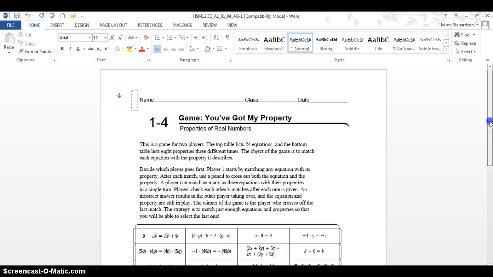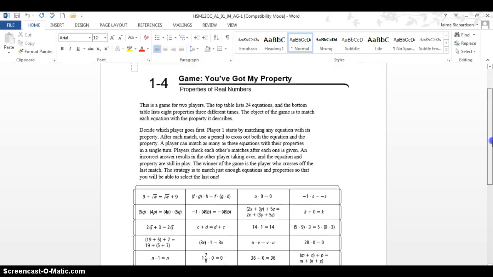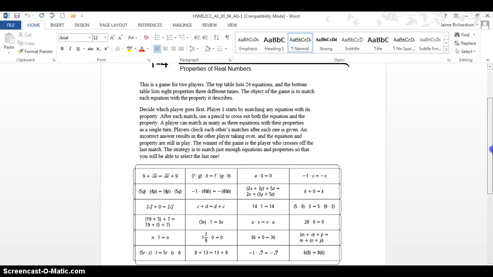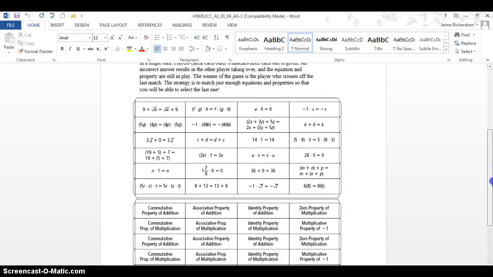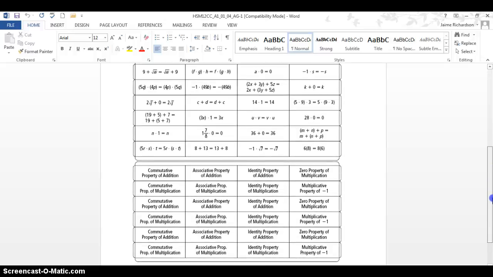So with that, I'm going to start out the lesson with the students being at their seats playing this game that you see in front of you. And it's called You've Got My Property. So today we're practicing the properties of algebra. And in this game, the students are going to match each of these equations with the correct property.